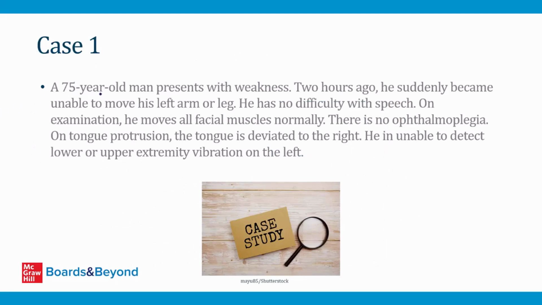So let's start by talking about case one. A 75-year-old man has weakness. 2 hours ago, he suddenly became unable to move his left arm or leg. He has no problems with speech. All facial muscles move normally. There's no ophthalmoplegia. When he protrudes his tongue, the tongue is deviated to the right. He also can't detect upper and lower extremity vibration on the left side.